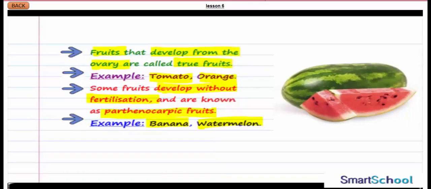So we've studied about three types of fruits: false fruits, true fruits and parthenocarpic fruits. False fruits are the ones which do not develop from the floral parts of the plant, rather they develop from the thalamus. The true fruits are the ones which develop from the ovary, and the parthenocarpic fruits are the ones which develop without fertilization, that is by the process of parthenogenesis. So this is about seeds and fruits.